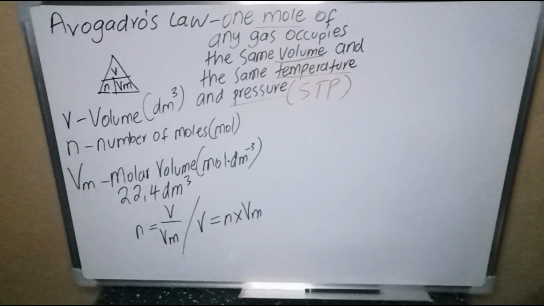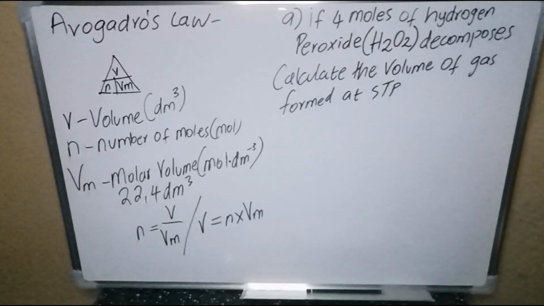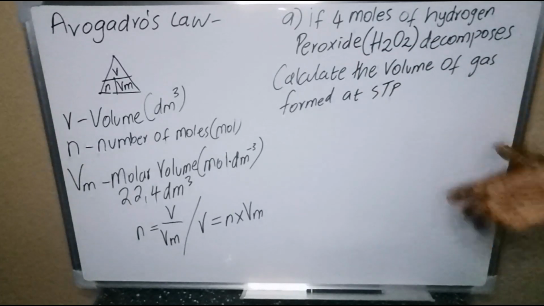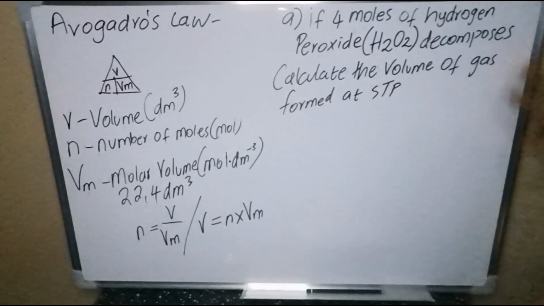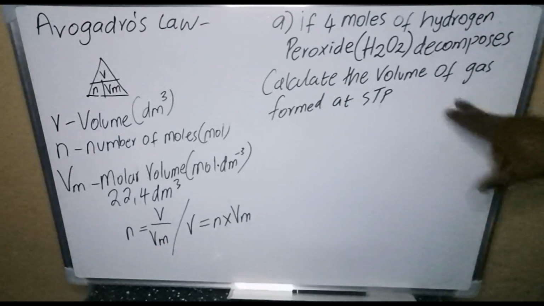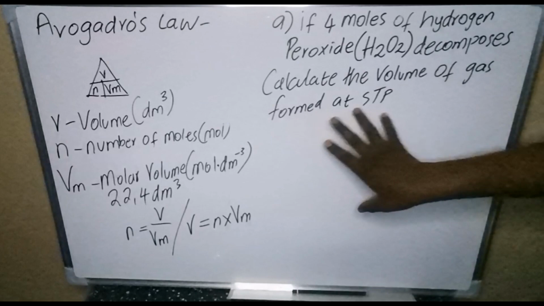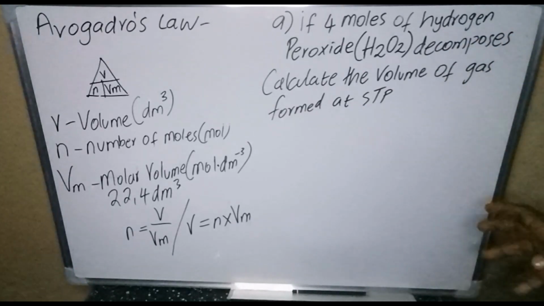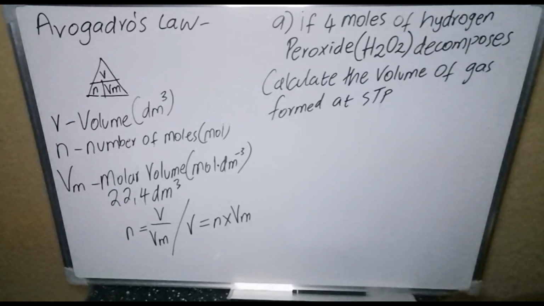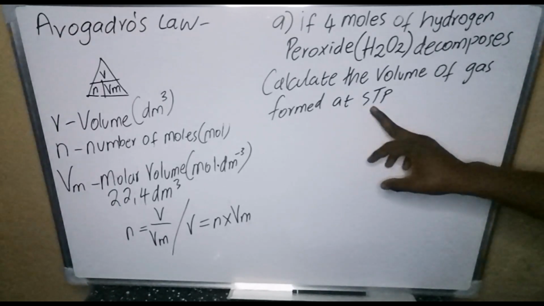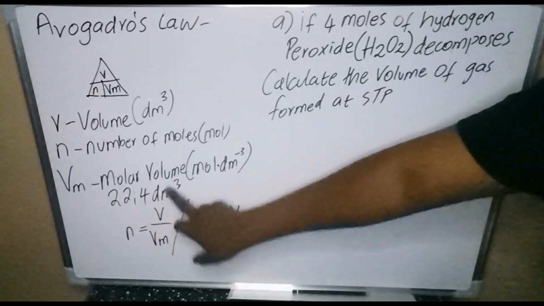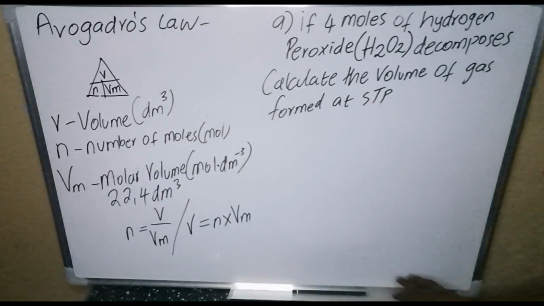Guys, let us do a few questions. If 4 moles of hydrogen peroxide decomposes, if this 4 moles gets to be used, calculate the volume of gas formed at STP. Now, that STP is haunting us right now. It's very simple. When we talk about STP, we mean standard temperature and pressure, and its constant is 22,4 dm cubed. This is our molar volume, basically.